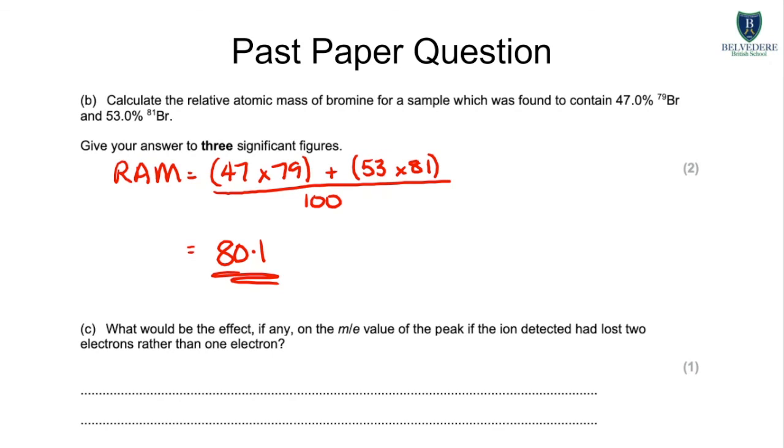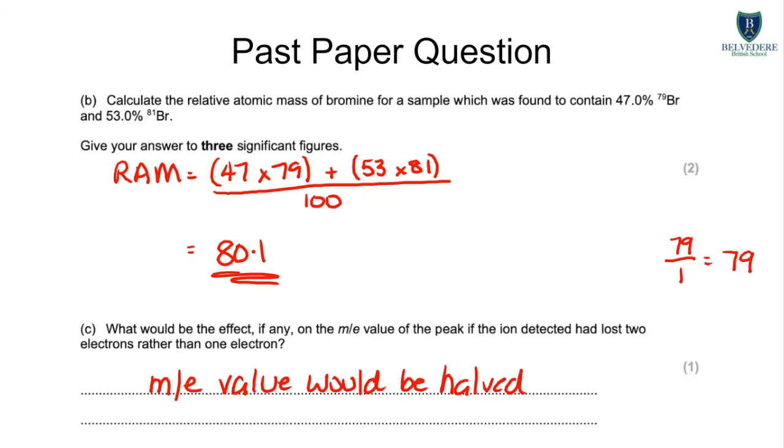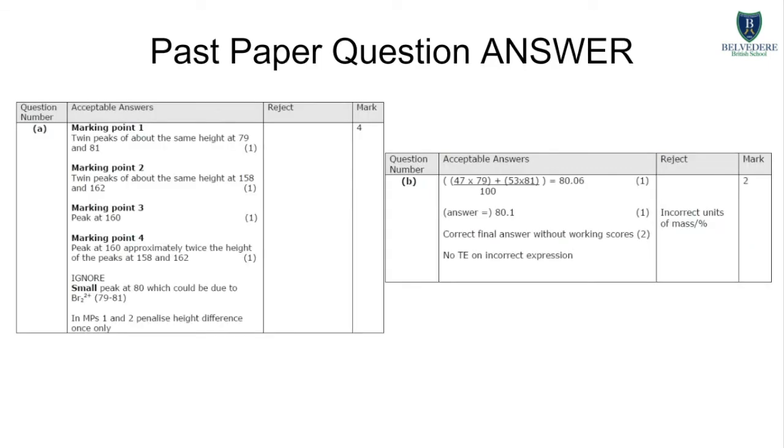And then what effect, if any, on the m/z value of the peak if the ion detected had lost 2 electrons? Well, what we would see is our m/z value is going to be halved. Because if you have, let's imagine, 79 over 1, that's going to give you a ratio of 79. But if you have 79 over 2, you're going to get 39.5. So you're going to half that value. And that's for your last mark.